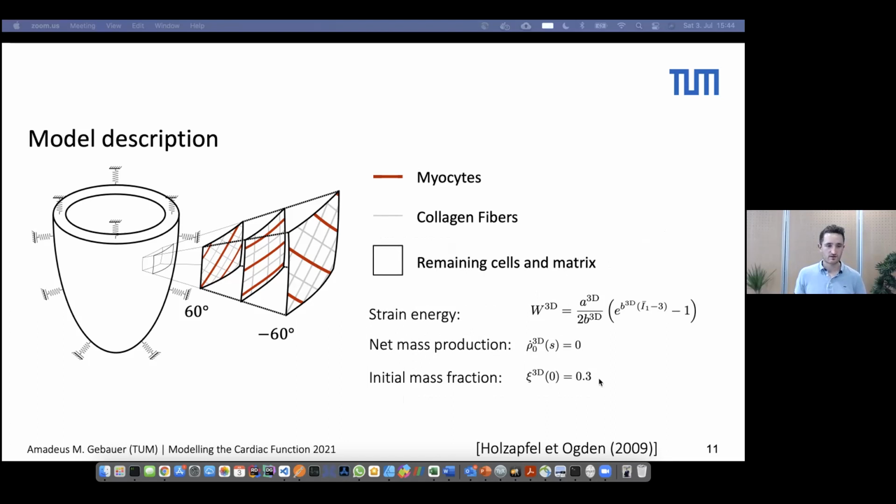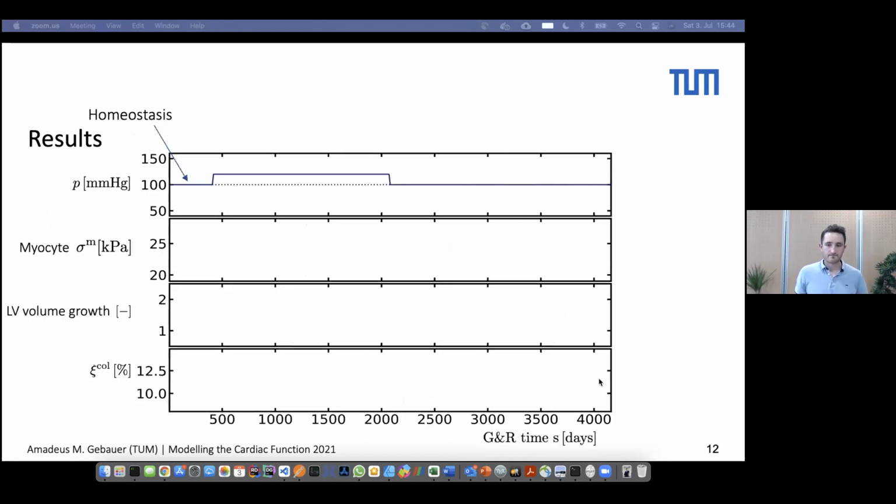So let's look at the results. We start the simulation at homeostasis. So prior to the time 0 here, there would be an algorithm that brings all the constituents into their preferred homeostatic state. This algorithm is not described here, so we assume that we already start there. So the ventricle is loaded with a pressure of 100 millimeters mercury, and at one point in time we increase this pressure by 20%, and at a later point we decrease it again to the original value.